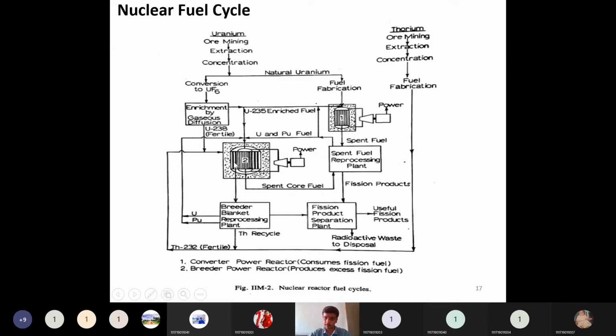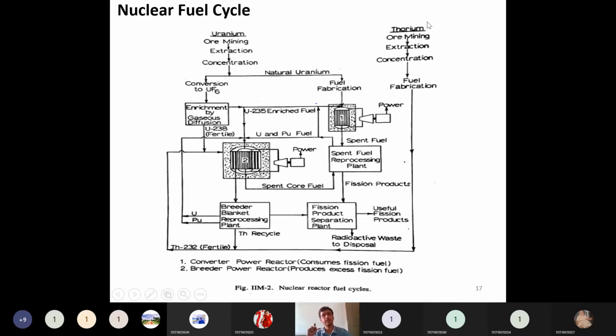Similarly, the same thing happens in the breeder unit, reactor number 2. After extracting fuel from it, whatever spent fuel comes out will be sent to the breeder blanket reprocessing unit. From there, whatever fuels can be used further will be recycled back. The next part of the flow sheet is thorium.